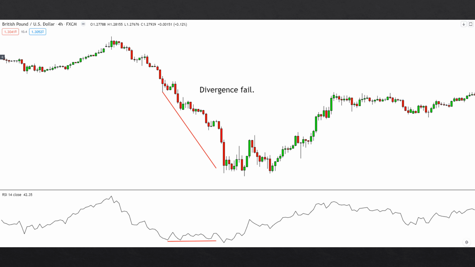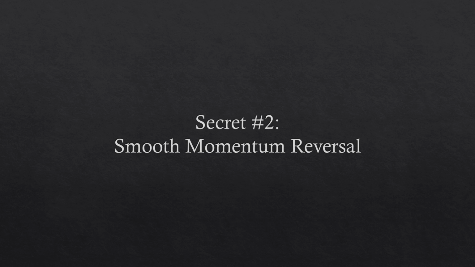The bottom line here is that divergence is a phenomenon that happens when the raw non-stationary price action is forced to be displayed in a stationary framework like the RSI or any other momentum indicator for that matter. Secret number 2. Smooth momentum reversal.